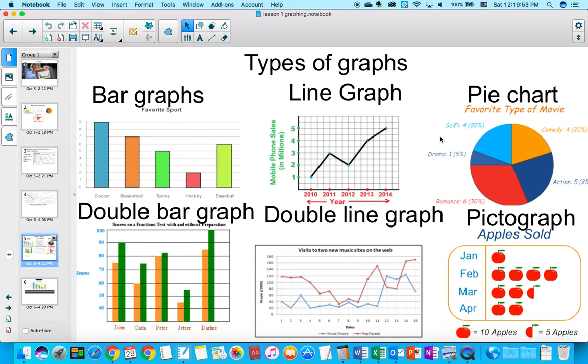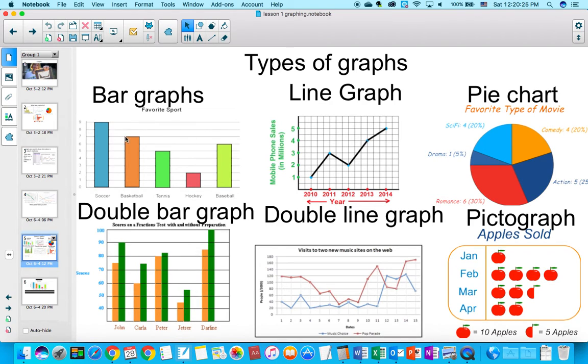So we have different types of graphs. We've got bar graphs, double bar graphs, line graphs, double line graphs, pie charts, and pictographs. The bar and double bar and line and double line graphs are very closely related. They basically function in the same way, but with a small difference. Pie charts show proportion and percentages, so it goes back to probability in our grade 7 review. And pictographs are kind of a weird version of a bar graph.